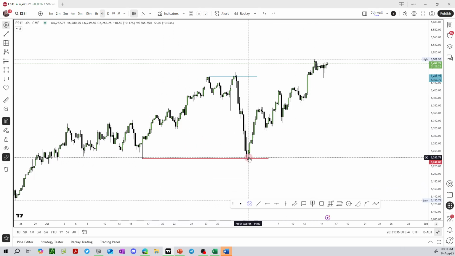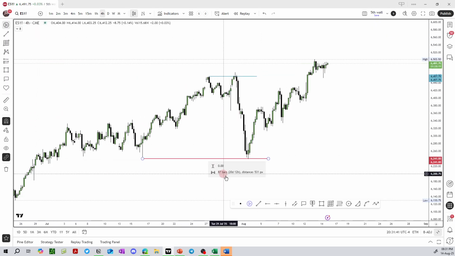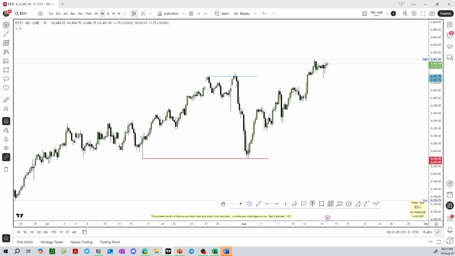So we have a run on stops. Technically it's a 4-hour chart, treating the 4-hour chart as our higher time frame chart. Like ICT says, if you treat the 4-hour or the 60 minutes as your daily chart and study 5-minute market structure, a whole new world opens to you. Test it and see. So on the 4-hour, we got a run on stops here, then we have this reversal.